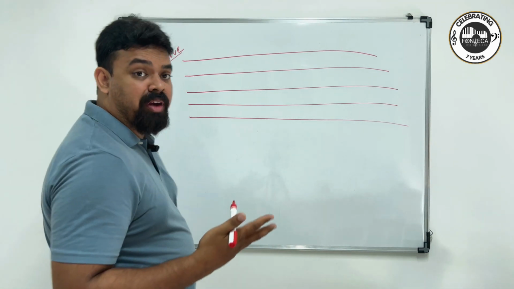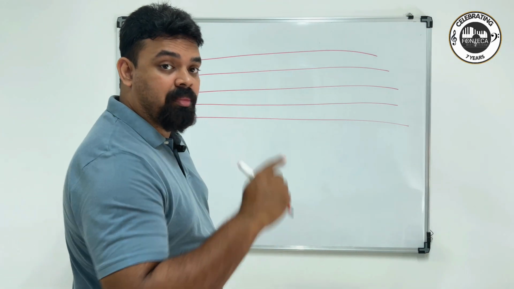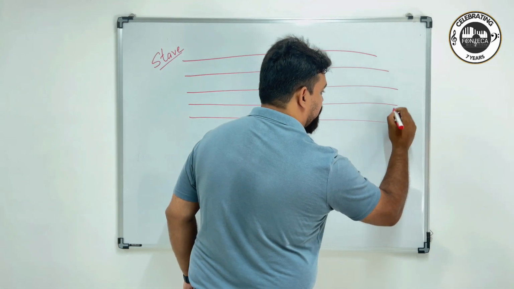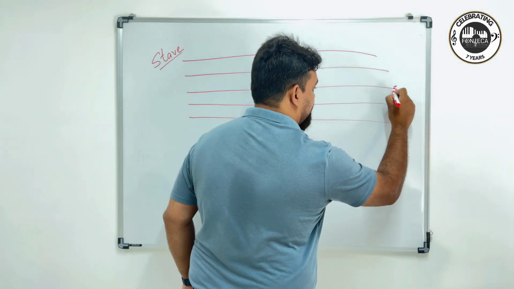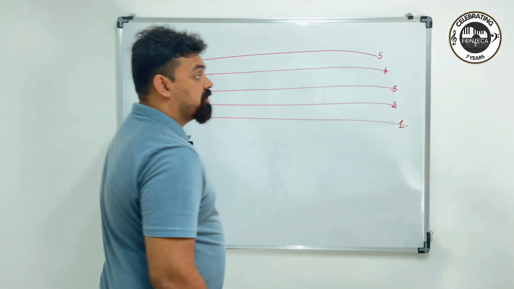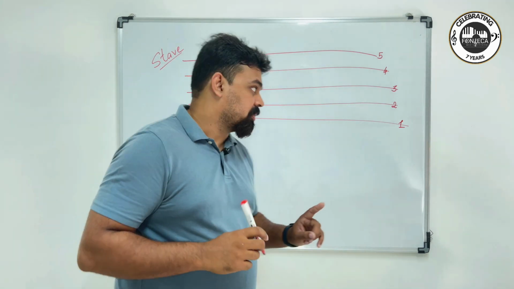Now, these 5 lines are numbered. We start counting them from bottom to top. So this is first, second, third, fourth, and the 5th line. It's always counted from bottom to top, never from top to bottom.